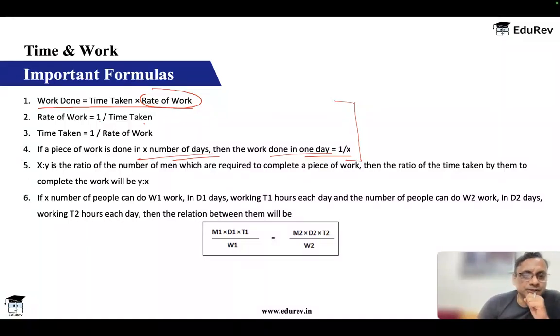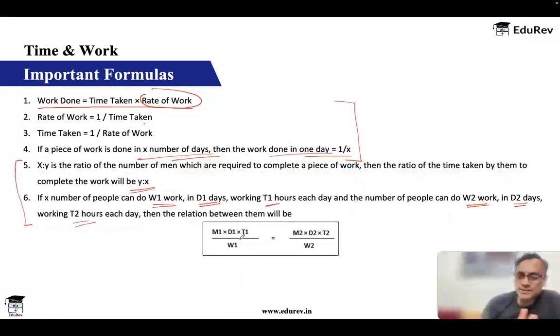Let's move on to this concept. If x is to y is the ratio of the number of men required to complete a piece of work, then the ratio of the time taken by them to complete the work will be y is to x. Let's focus on the next one. If x number of people can do W1 work in D1 days, working T1 hours per day, then the number of people can do W2 work in D2 days, T2 hours per day, then this is the relation.